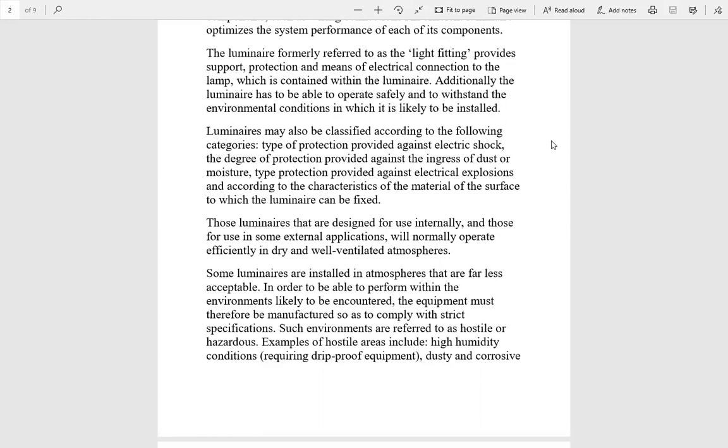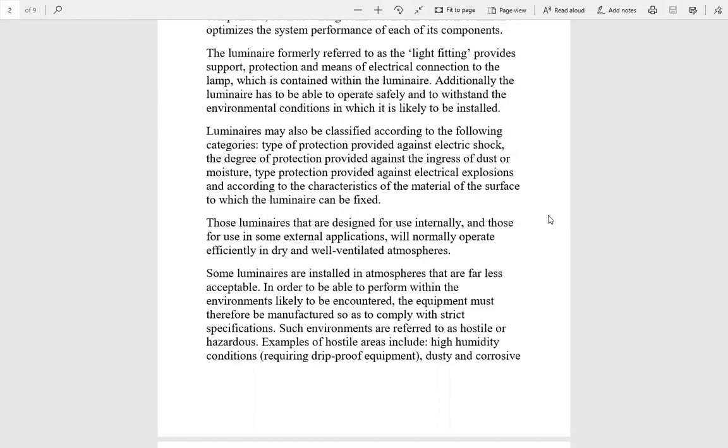Those luminaires that are designed for use internally and those for use in some external applications will normally operate efficiently in dry and well ventilated atmospheres. Some luminaires are installed in atmospheres that are far less acceptable. In order to be able to perform within the environments likely to be encountered, the equipment must therefore be manufactured so as to comply with strict specifications. Such environments are referred to as hostile or hazardous.